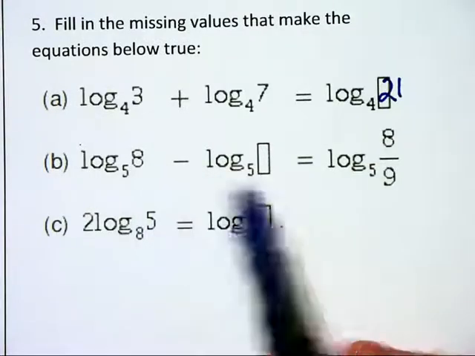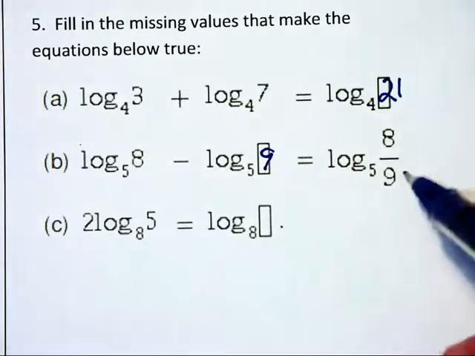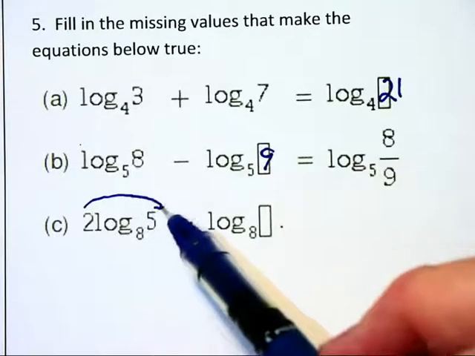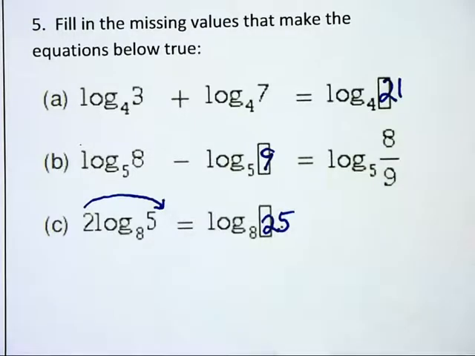8 divided by 9 makes this 8/9. Likewise, this 2 on this third property can be brought up as an exponent. We can have 5 squared, which is 25 to fill in that blank.